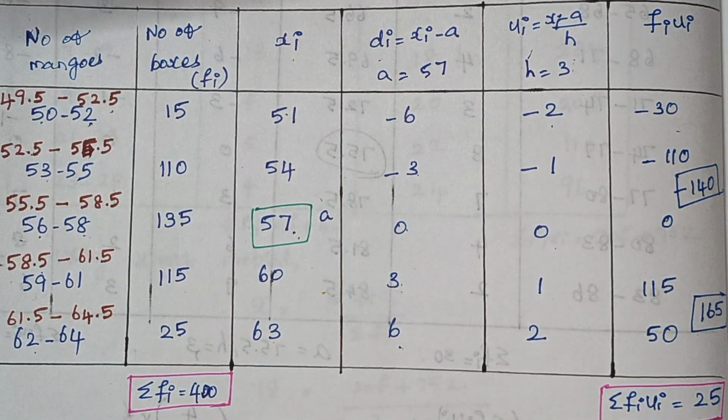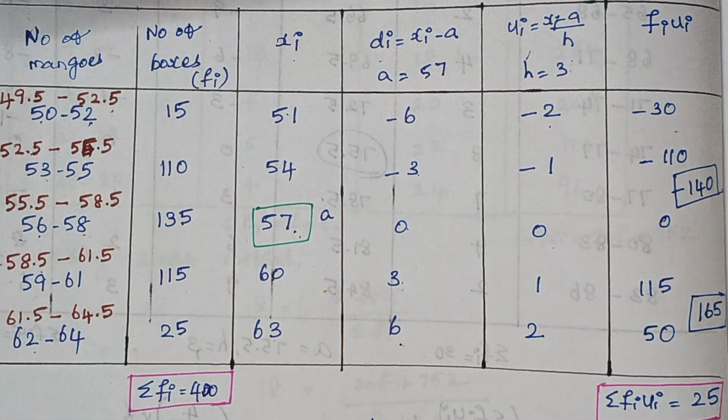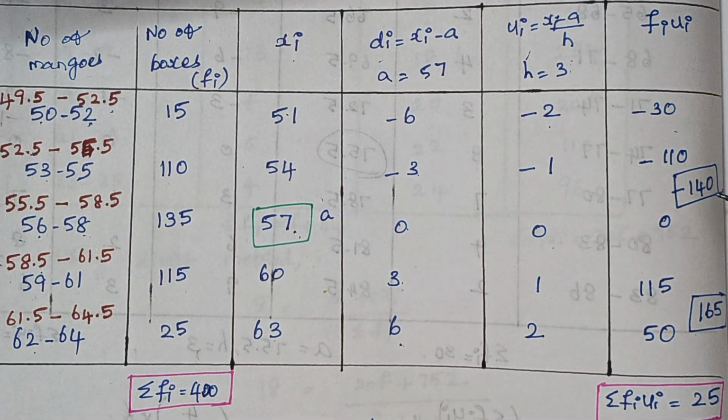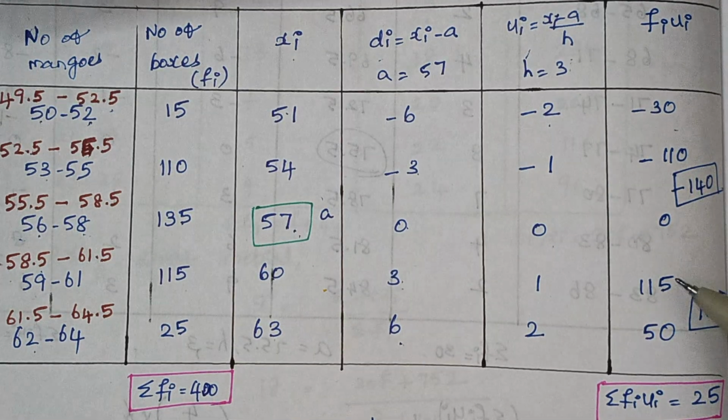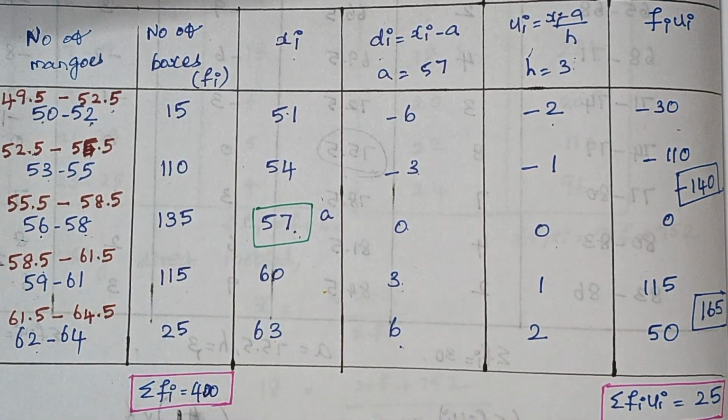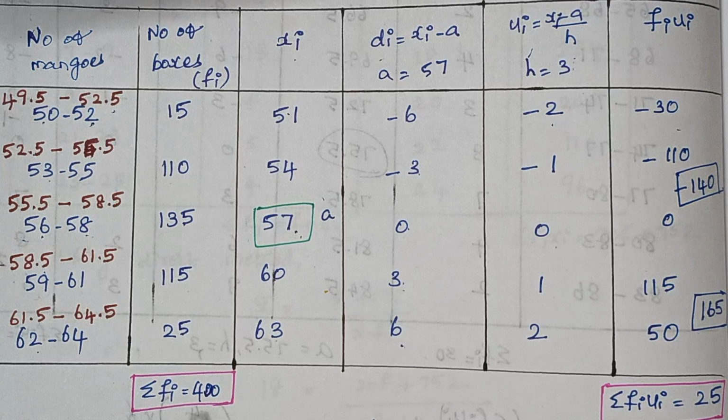So now we are going to find the summation of fi ui. So here I am adding these two terms with a minus sign. So minus 110 minus 30 becomes minus 140. And here 115 plus 50 becomes plus 165. So when you subtract 165 minus 140, the answer is plus 25. Now here summation of fi, when you add all these terms, this gives the answer as 400.